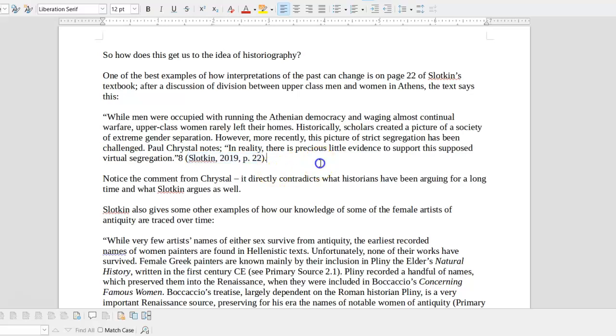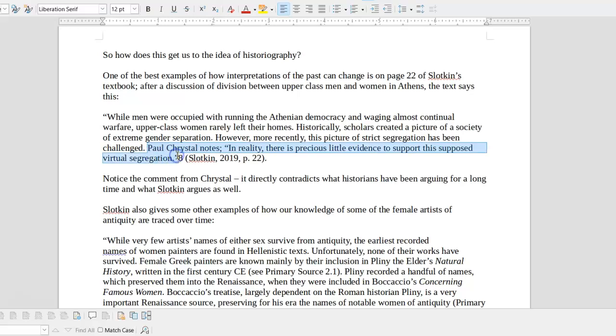While men were occupied with running the Athenian democracy and waging almost continual warfare, upper-class women rarely left their homes. Historically, scholars created a picture of a society of extreme gender separation. However, more recently, this picture of strict segregation has been challenged. Paul Crystal notes, in reality, there is precious little evidence to support the supposed virtual segregation. Okay, this is historiography right here.